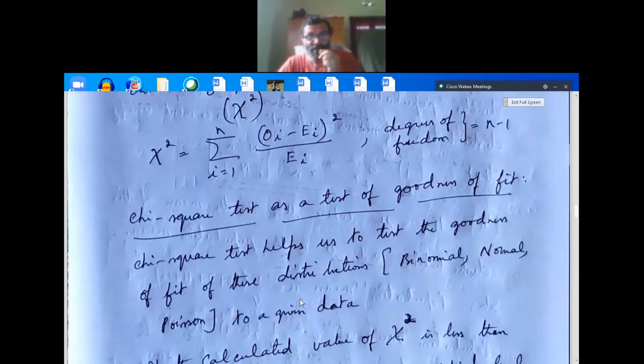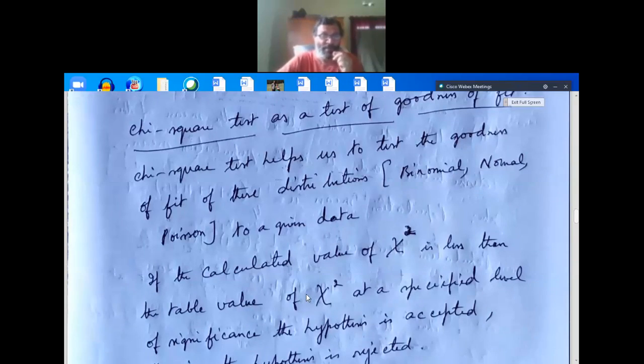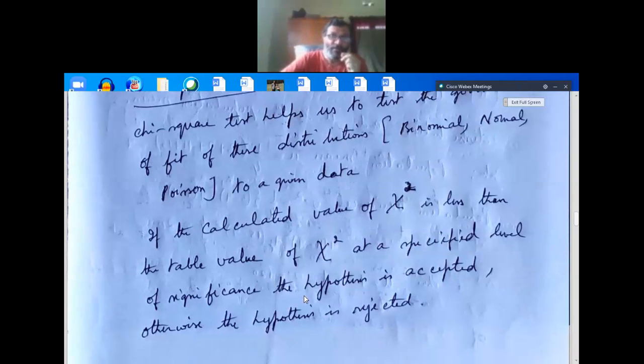So chi-square test helps us to test the goodness of fit of the distributions like binomial or Bernoulli, normal distribution and Poisson distribution to a given data. If the calculated value of chi-square is less than the table value of chi-squared at a specified level of significance, the hypothesis is accepted. Accepted means correct, taken. Otherwise, the hypothesis is rejected.